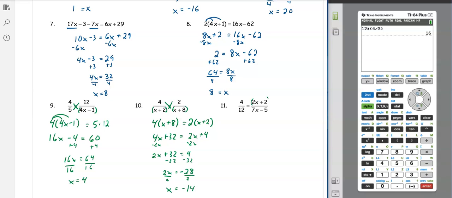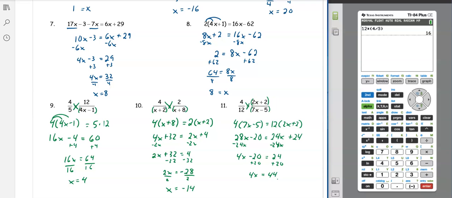In number 11, when we cross multiply, I'm going to put parentheses around both of these. So when I cross multiply, I have 4 times 7x minus 5 is equal to 12 times 2x plus 2. So we get 28x minus 20 is equal to 24x plus 24. 24x is the smaller one, so we're going to subtract 24x from both sides. And we get 4x minus 20 is equal to 24. We can add 20 on both sides. 4x is equal to 44. So when we divide by 4, x equals 11.